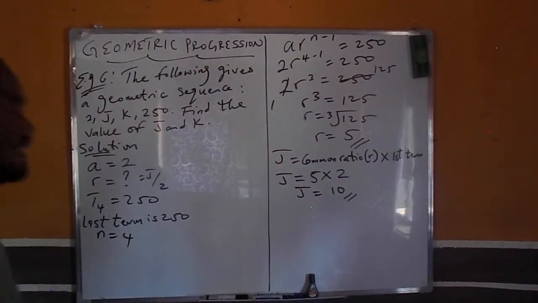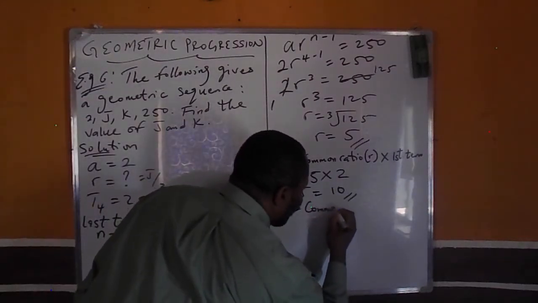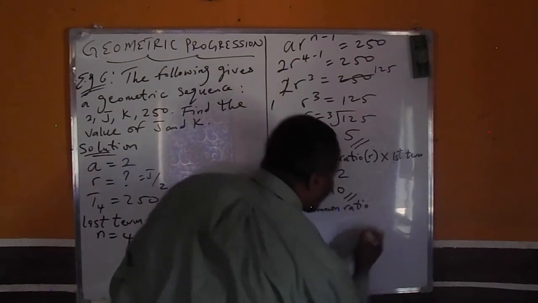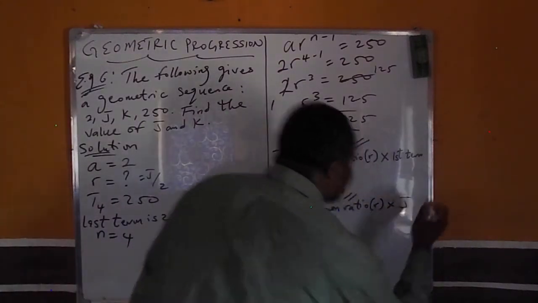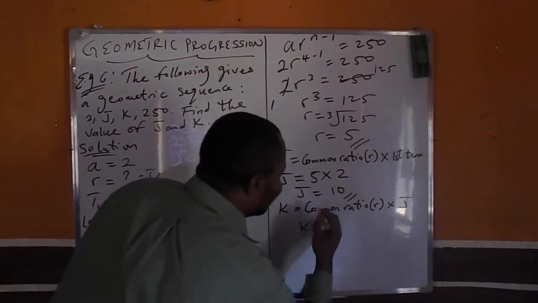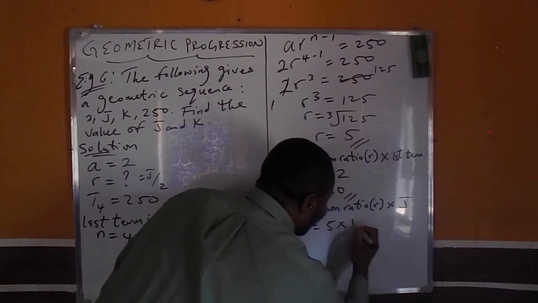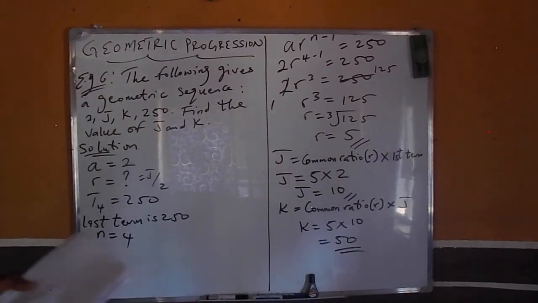Then what is our k? k equals common ratio R times j. What's our common ratio? 5 times 10, which equals 50. So that is our answer.